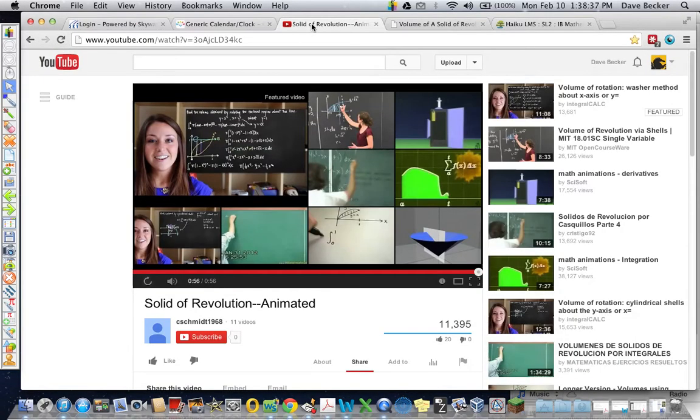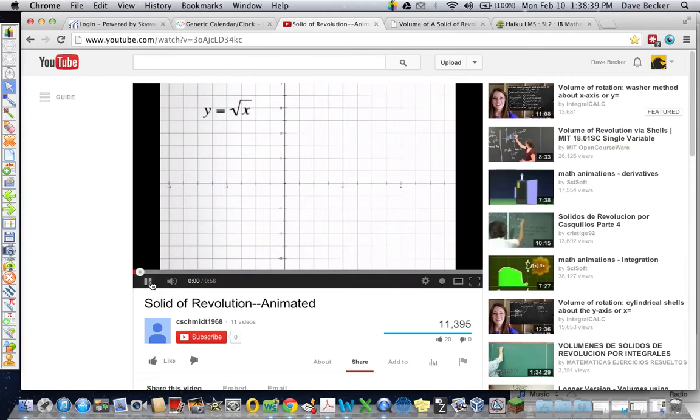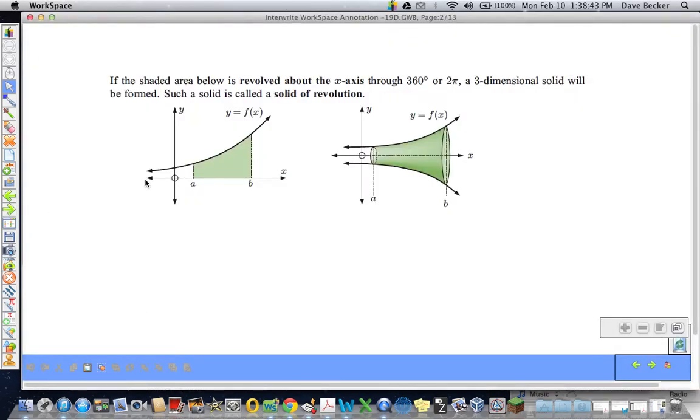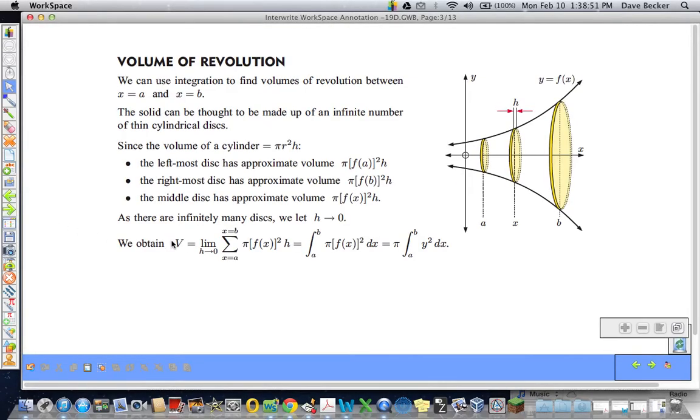And that is to, I just need to pause this here, get back to our board. We are going to find the volume. We're going to find the volume of those solids using calculus. And how in the world are we going to be doing that? Well, we can use what is called the disk method.